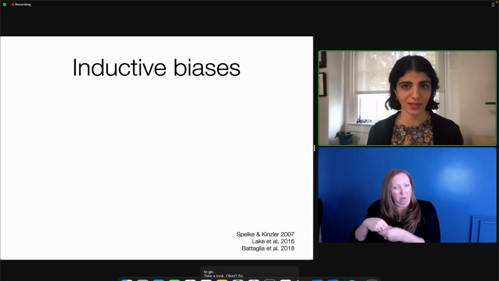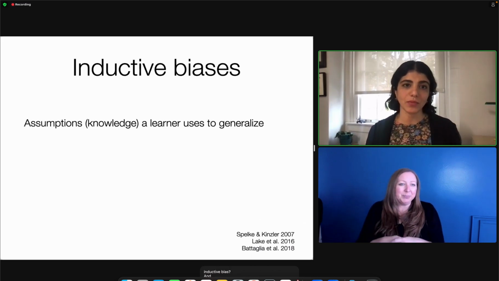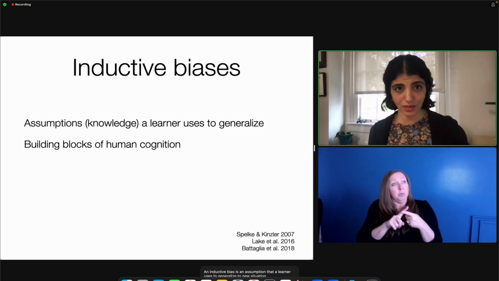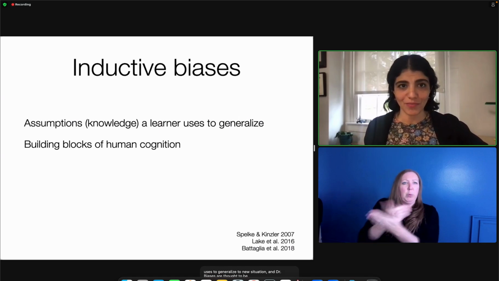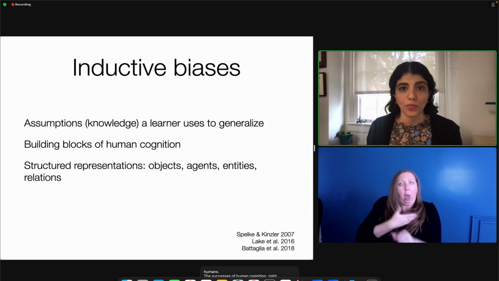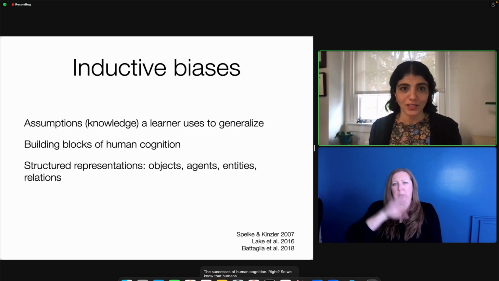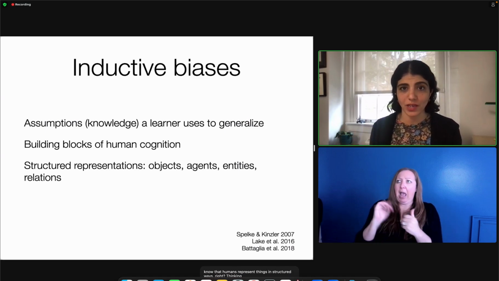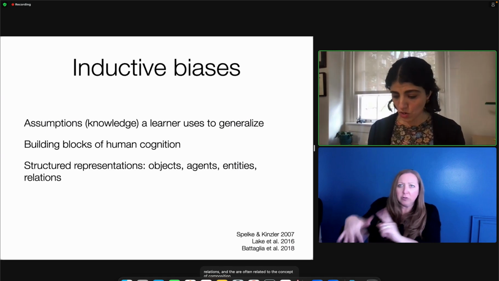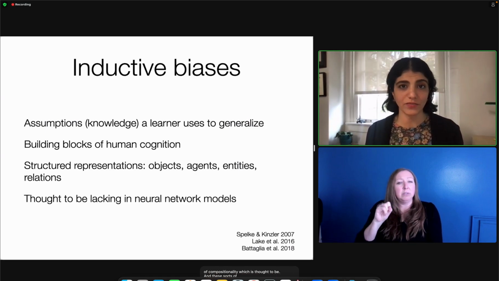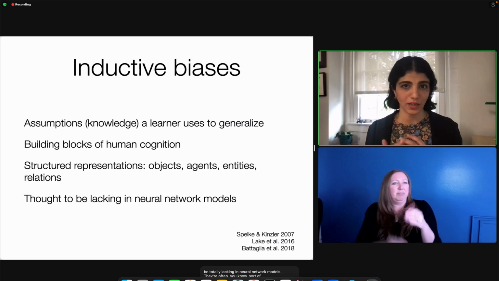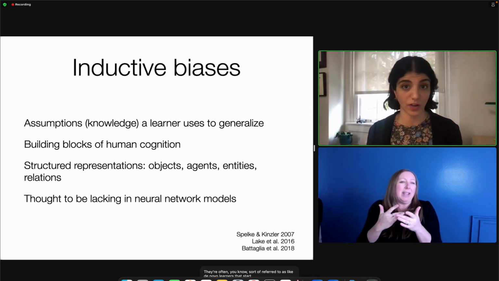Okay, so what do I mean by an inductive bias? An inductive bias is an assumption that the learner uses to generalize to new situations. And inductive biases are thought to be behind a lot of the successes of human cognition, right? So we know that humans represent things in structured ways, thinking about objects, agents, entities, and their relations. And these are often related to the concept of compositionality, and these sorts of inductive biases are thought to be totally lacking in neural network models. They're often referred to as de novo learners that start as a blank slate, which is very unhuman-like.